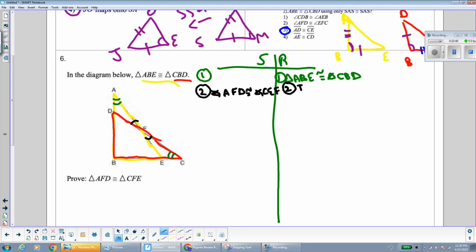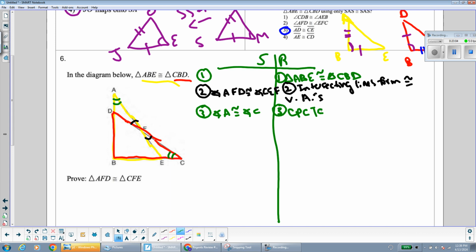And that's because intersecting lines form congruent vertical angles. Once again, this is not a valid abbreviation for vertical angles. Please write it out. And then we said angle A is congruent to angle C due to CPCTC because they are corresponding angles of the big triangles that we already knew were congruent.